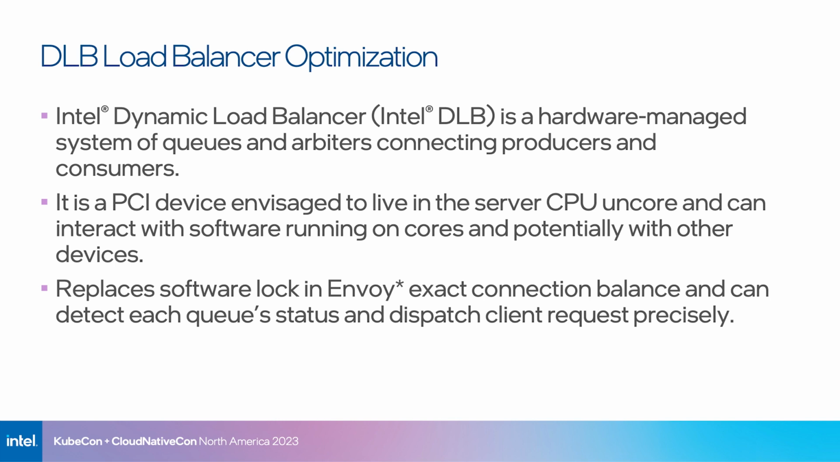So Intel Dynamic Load Balancer, or DLB, is a hardware-managed system of queues and arbiters for connecting producer and consumer threads. It's available from the 4th generation Intel Xeon processor. It is a PCI device in the server CPU, on core, and can interact with software running on cores. Now, what does it provide? It provides lock-free multiple producer-consumer operation. The queue is implemented and managed by hardware to save CPU core and memory.